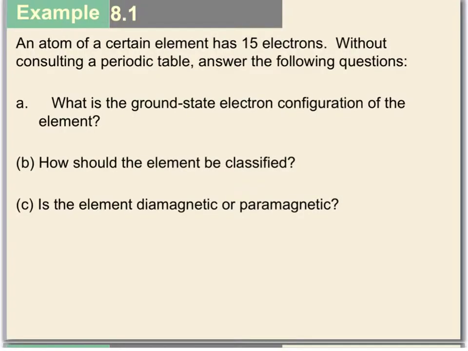Now let's use this knowledge to answer the following question. An atom of a certain element has 15 electrons. Without consulting a periodic table, answer the following. First, we want to know what is the ground state electron configuration of the element, how should we classify the element, and is the element going to be diamagnetic or paramagnetic?